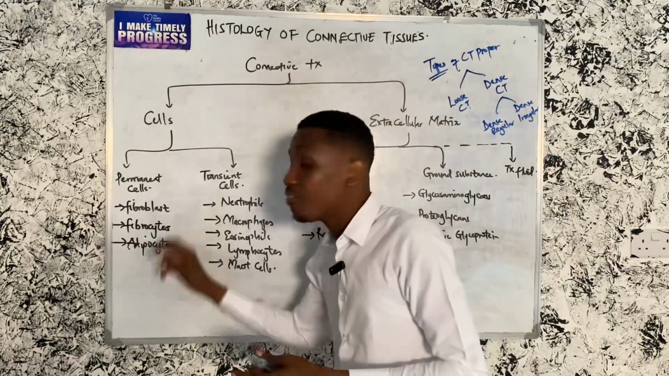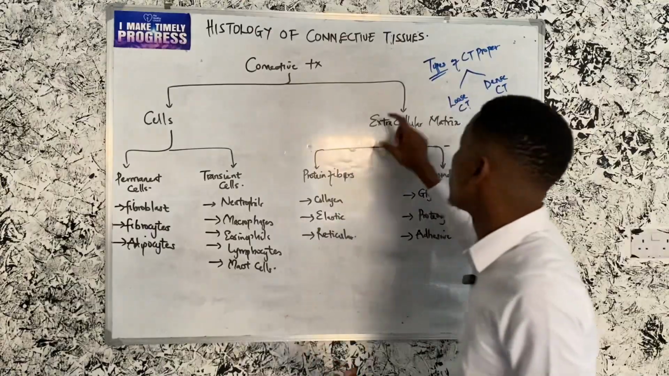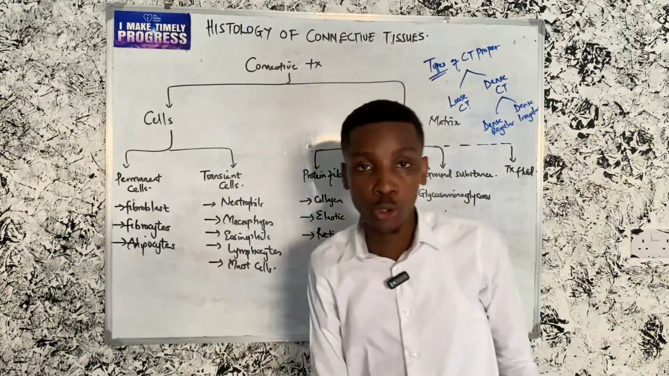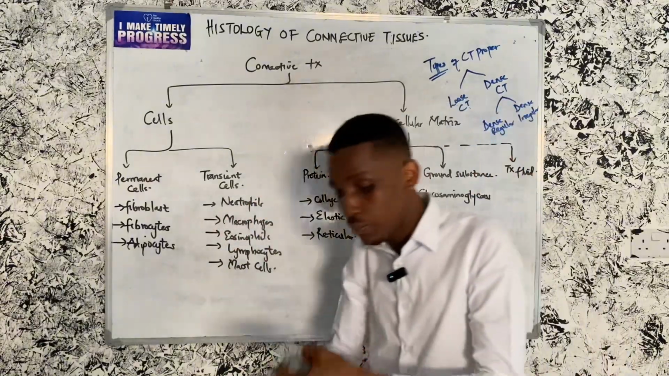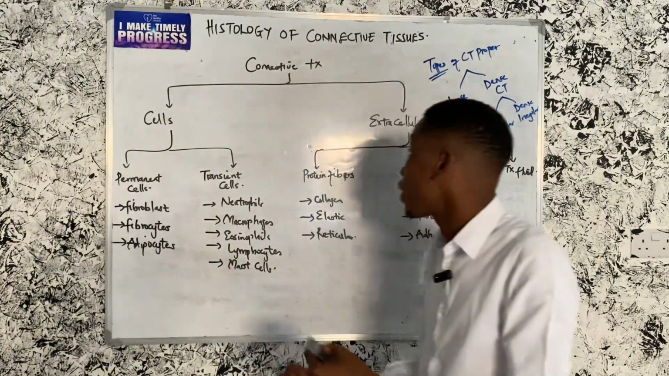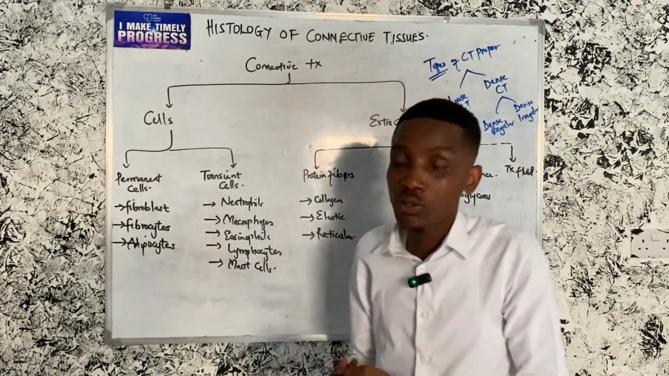Number two, they are very active. And number three, they produce extracellular matrix. Number four, they are immature. So fibroblasts are immature. They're the ones that are actively working. And while they're actively working, what are they producing? Extracellular matrix. And then they're the most abundant cell type.